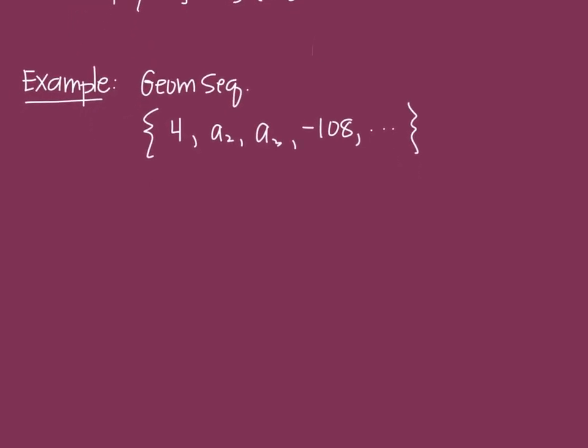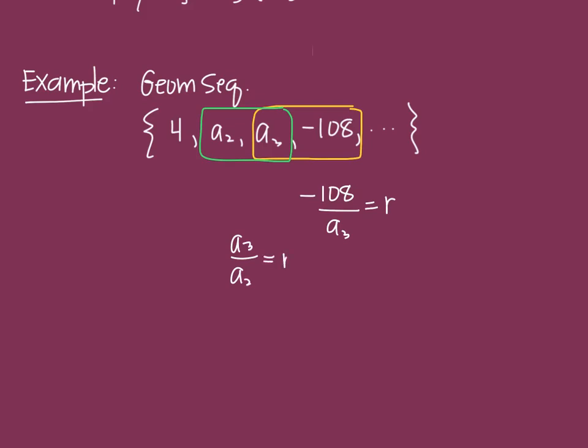We're supposed to figure out what is the ratio between those. Well, let's do the same thing. Let's work our way backwards with the last two terms that we have. So we know that negative 108 in ratio to A sub 3 must equal R. Let's do the 2 before that. That would be A sub 3 in ratio to A sub 2. That must also be equal to R. And then we've got our very first set, A sub 2 in ratio to 4. That must be equal to R.